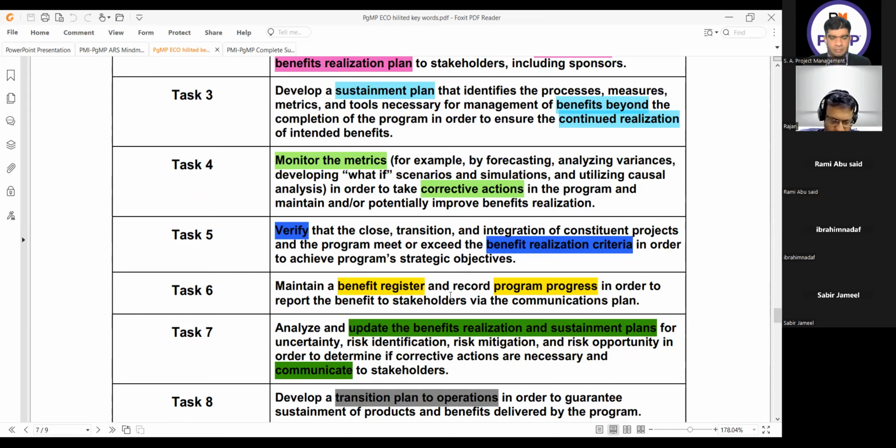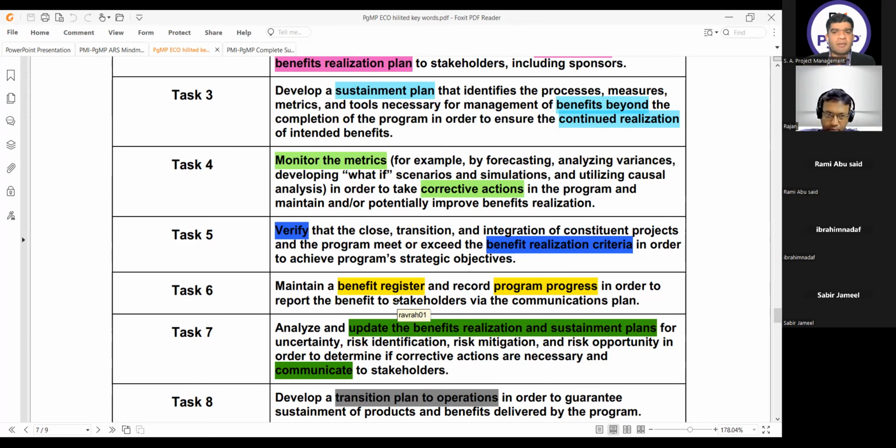Maintain a benefit register and record program progress in order to report the benefits to stakeholders via the communications plan. Okay, Rajan, you tell me in which other topic we are talking about the program progress? Roadmap. Yes. What is the difference between the roadmap and the benefit register? Roadmap is looking at milestones, what kind of components we have delivered or when the audit is happening, dependencies, all that stuff. Benefit register is more about what each component is going to give and who is responsible, roles and responsibilities, all that.